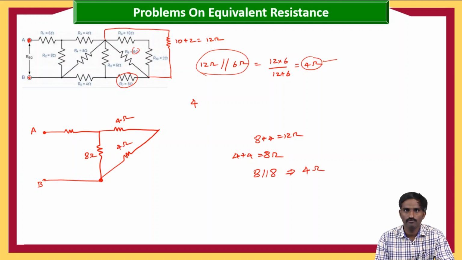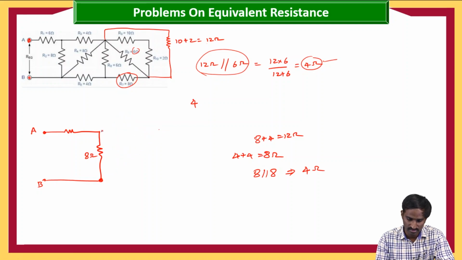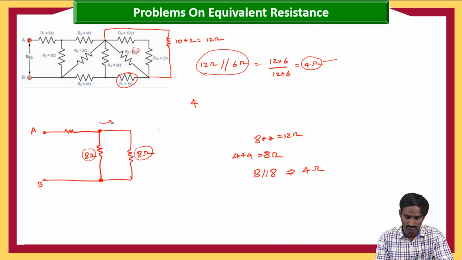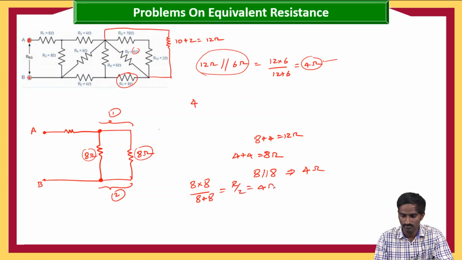And again, these 4 and 4 are in series because we will be having only one common node. Then these can be replaced with 8 ohms because 4 plus 4, these two are in series. So let me replace here with 8 ohms. Again here this 8 and this 8 are in parallel because they have two common nodes. This is 1 and this is 2. Then here 8 into 8 by 8 plus 8, otherwise R by 2, which is equal to again 4 ohms. So let me replace this with the 4 ohms, right?